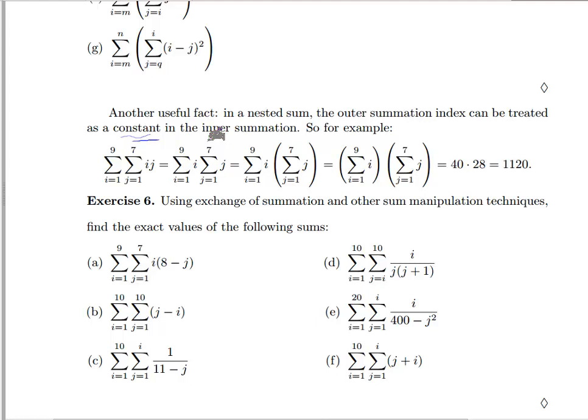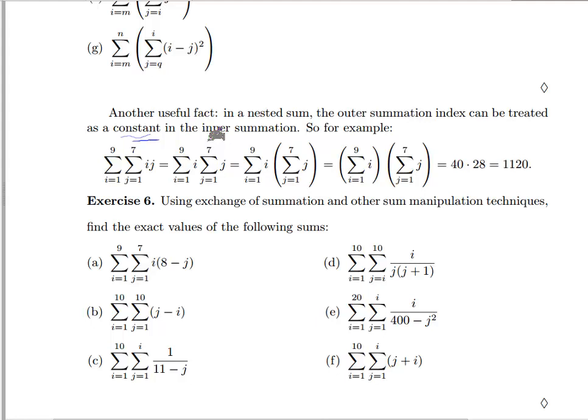Now, in this case, this summation is a constant with respect to i. As i changes, this summation doesn't change. So I can pull this summation out of this summation, and I actually get the product of two summations. If you sum i equals 1 to 9 of i, you get 40. Sum this one, you'll get 28, and that's your result.